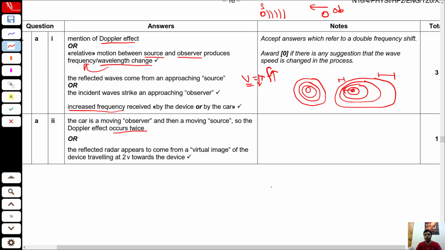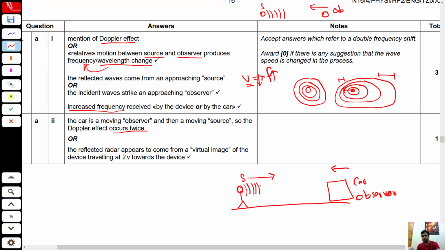What does it mean? So imagine this is the source. This is the radar gun. So the radar gun produces a microwave toward the car. Initially the radar gun is the source, right? This source transmits microwave toward the observer, which is the car. And this observer is moving toward the source.